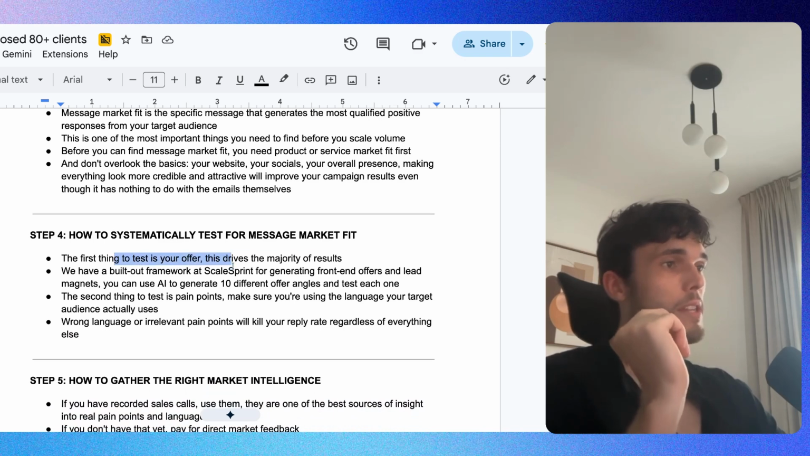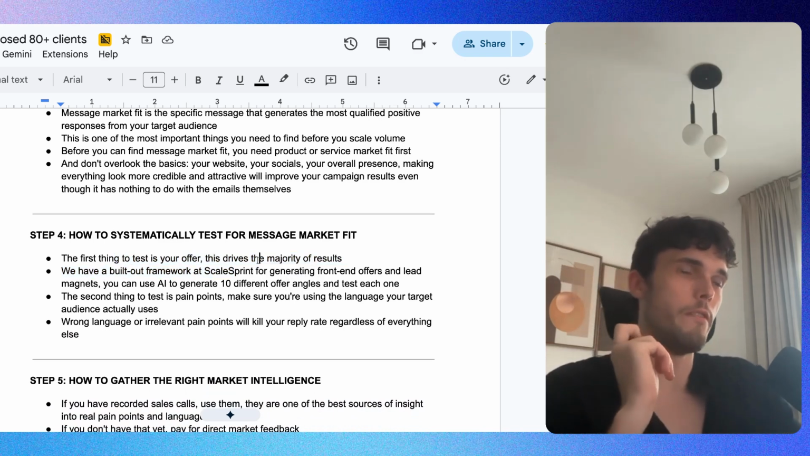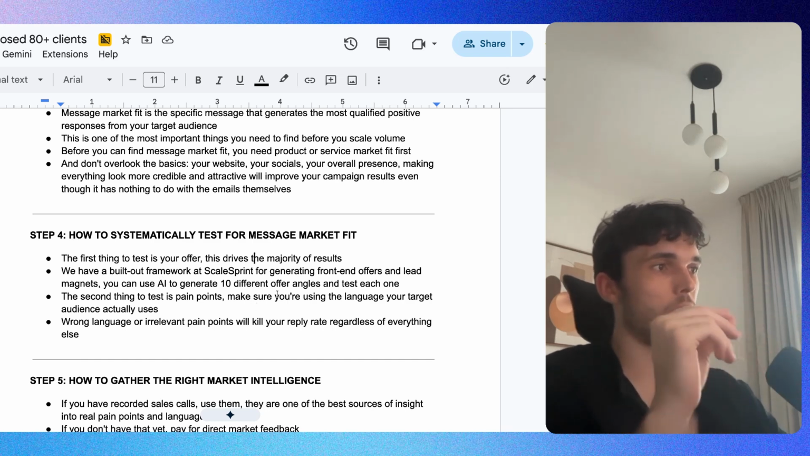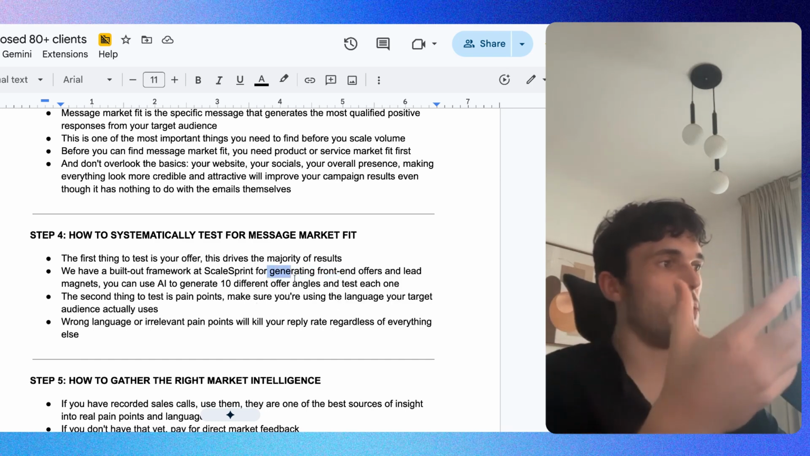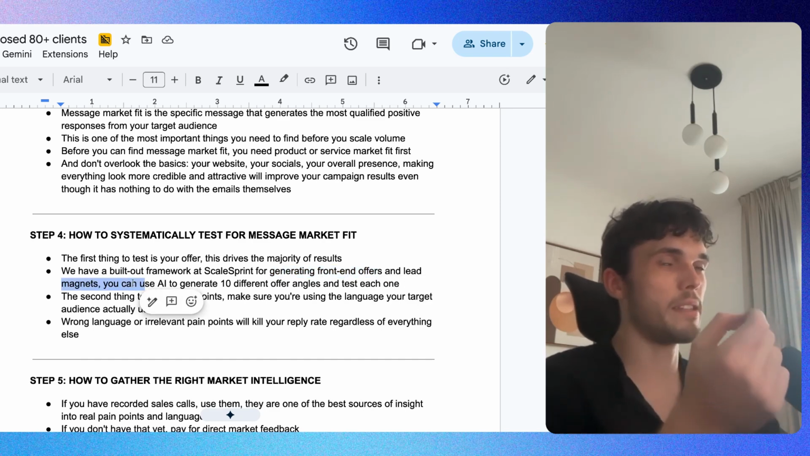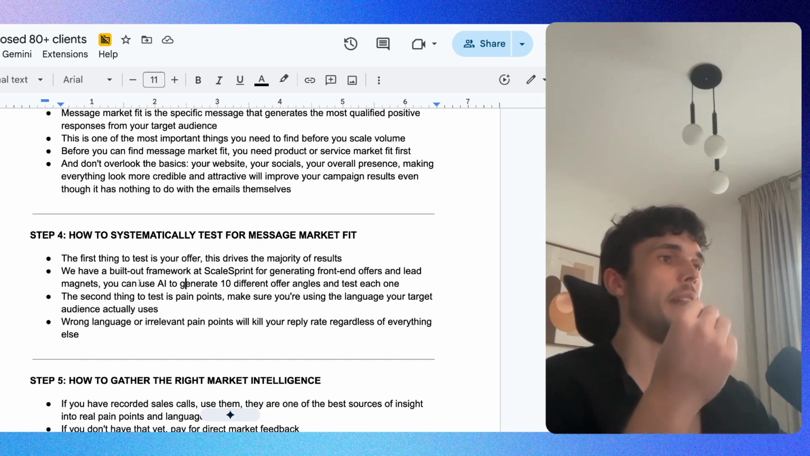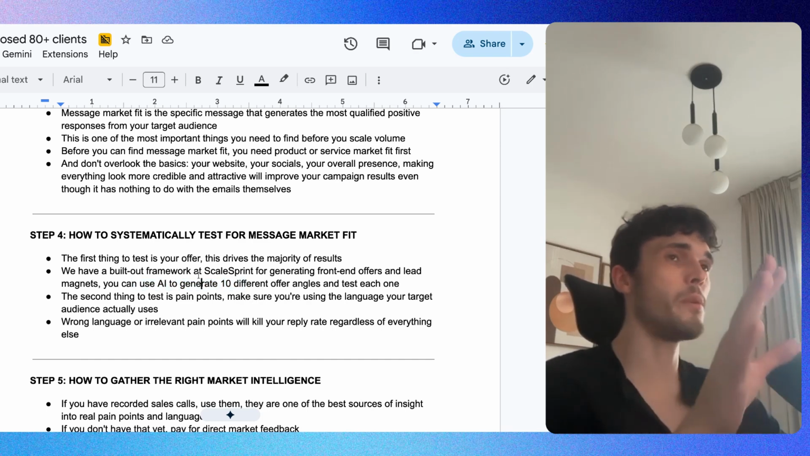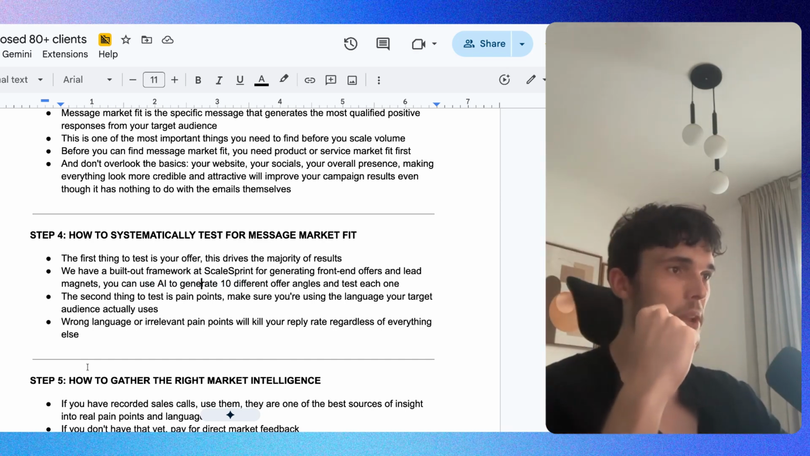So how do you actually go about finding message market fit? The first thing you really want to test is your offer. This is the most important variable to isolate, so you want to try a bunch of different offers. We've built our framework at Scale Sprints, where we can basically generate a bunch of ideas for front-end offers and lead magnets that have historically worked for us. Then the AI comes up with like 10 ideas for that. We test each of them, see which one performs the best, and we just scale that from there.